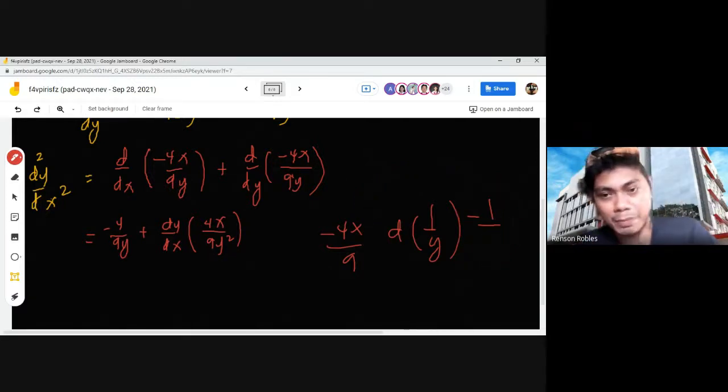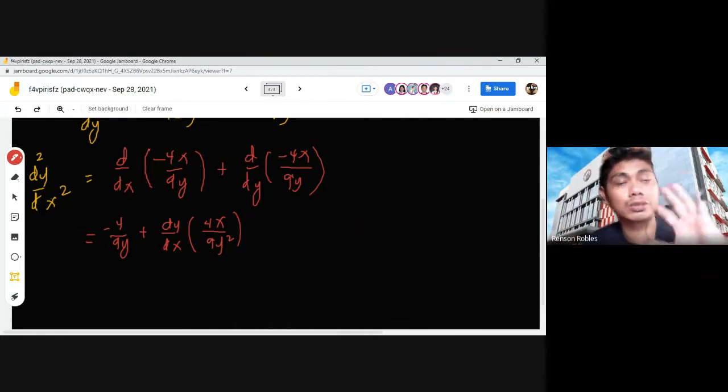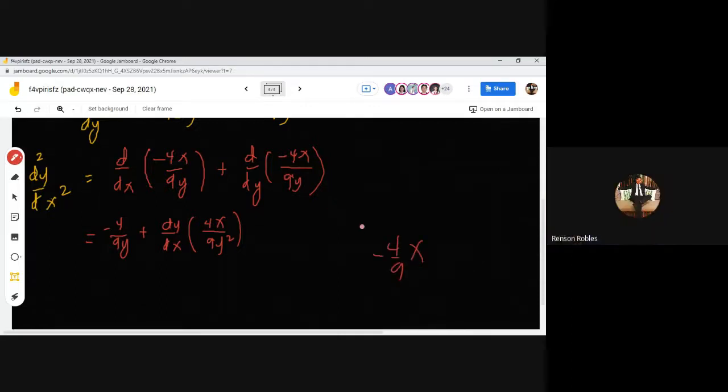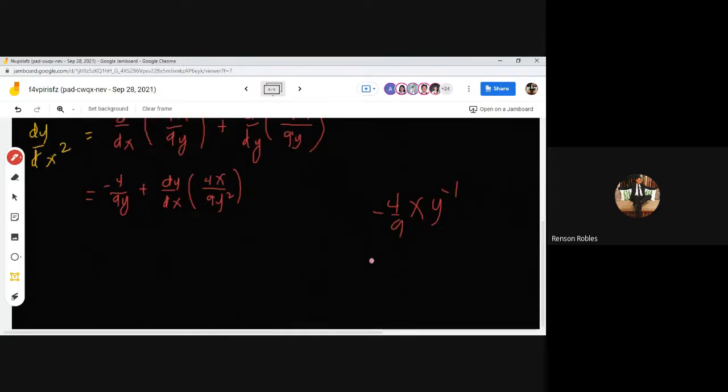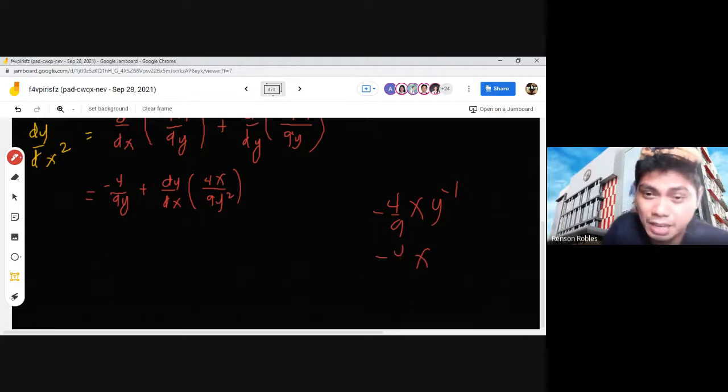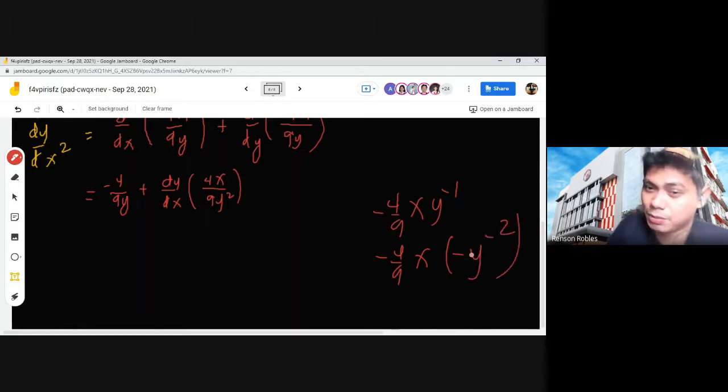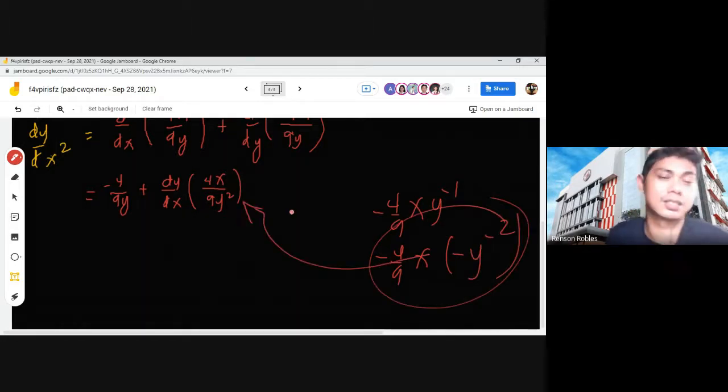Now, if you still cannot figure that out, do it this way. You are familiar with constants, you just copy them. Okay? Negative 4 over 9, copy x, then y raised to negative 1. Okay? Then differentiate in terms of y. So copy x, copy negative 4 over 9, then the derivative of y raised to negative 1 is negative 1, y raised to negative 2.